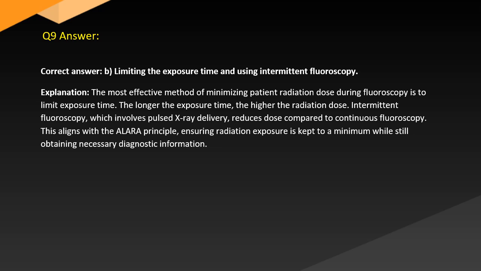Answer. Correct answer. B. Limiting the exposure time and using intermittent fluoroscopy. Explanation. The most effective method of minimizing patient radiation dose during fluoroscopy is to limit exposure time. The longer the exposure time, the higher the radiation dose. Intermittent fluoroscopy, which involves pulsed X-ray delivery, reduces dose compared to continuous fluoroscopy. This aligns with the ALARA principle, ensuring radiation exposure is kept to a minimum while still obtaining necessary diagnostic information.